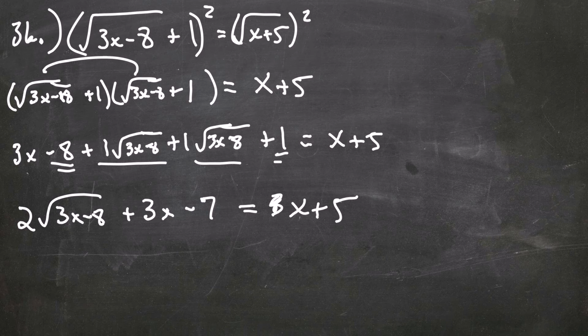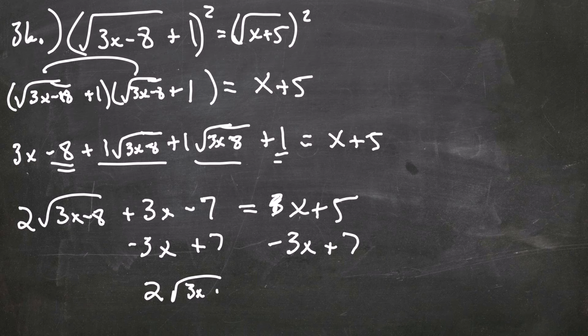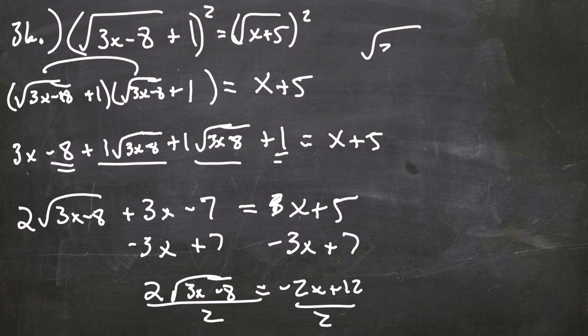Now I have to set it equal to 0. That's why I got a minus 3x. I have to simplify. I have to get the radical isolated. That's why minus 3x and add 7. So I minus 3x and I add 7. So I get 2 square root of 3x minus 8 equals negative 2x plus 12. Divide everything by 2. So I get square root of 3x minus 8 equals negative x plus 6.